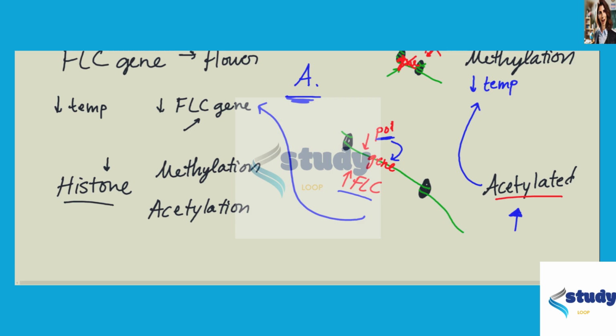When it gets cold, the histone proteins are going to be in their methylated state, which closes off the gene and prevents the production of the proteins. And this prevents the flower from blooming because it doesn't have those proteins necessary to bloom. So here again, you should pick answer choice A.